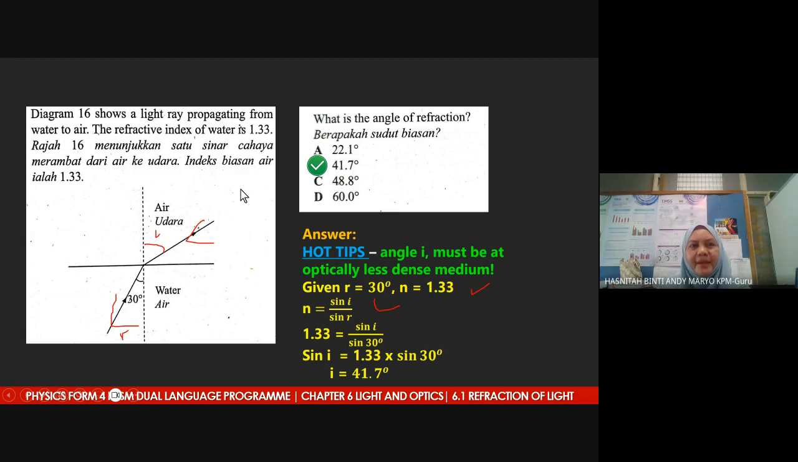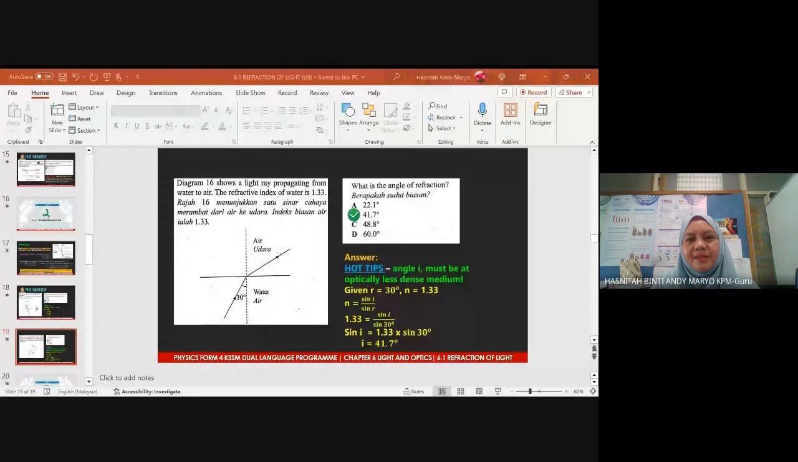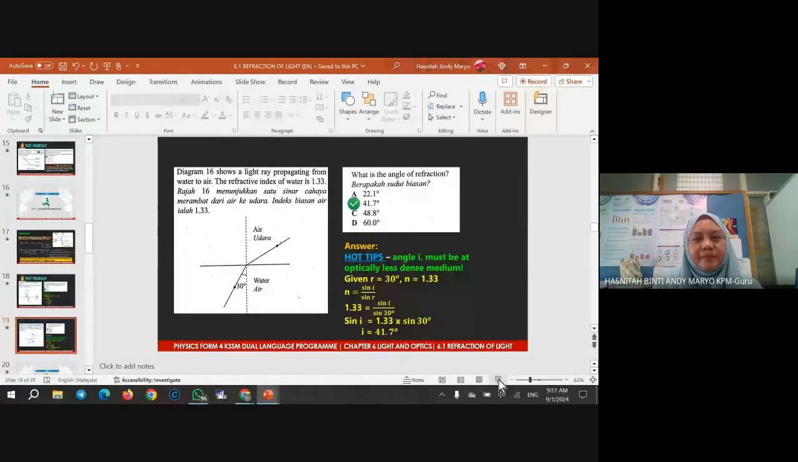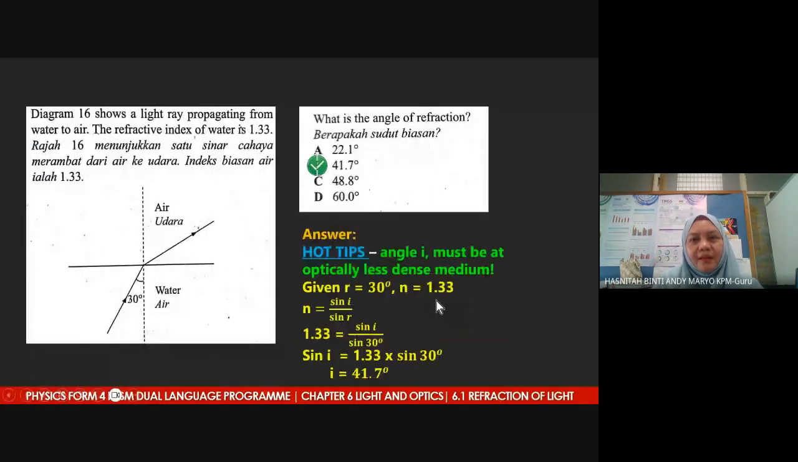Here we apply the principle of reversibility of light. Okay, principle of reversibility of light. I typed that in the live chat. Principle of reversibility of light means that light can travel in both directions, from water to air, and from air into water. Okay, next.